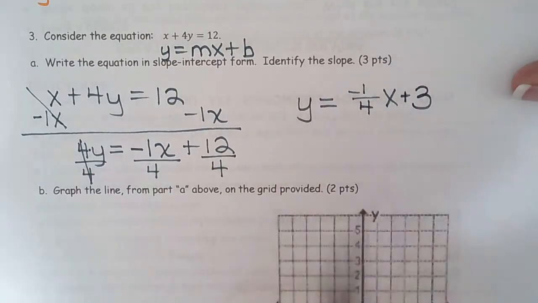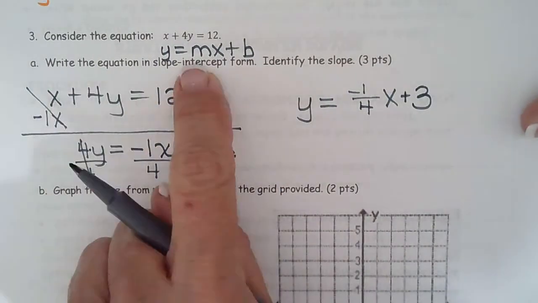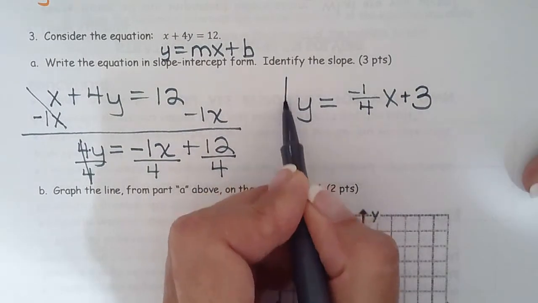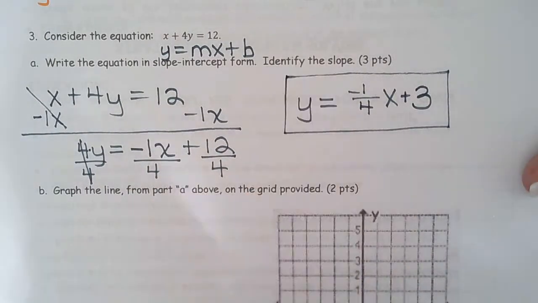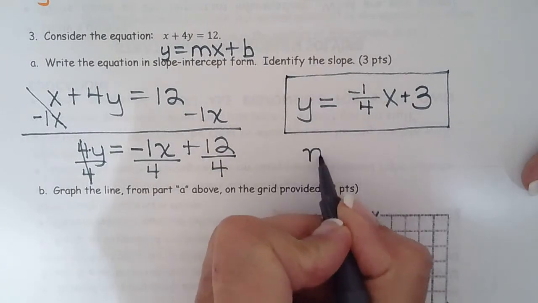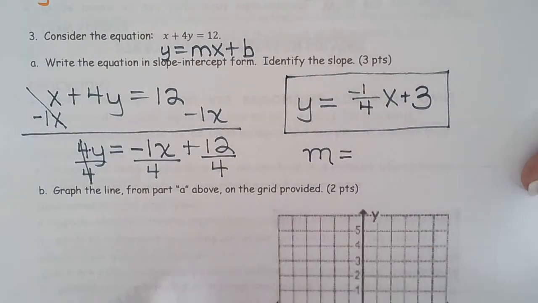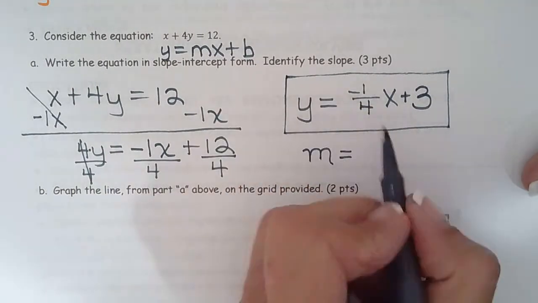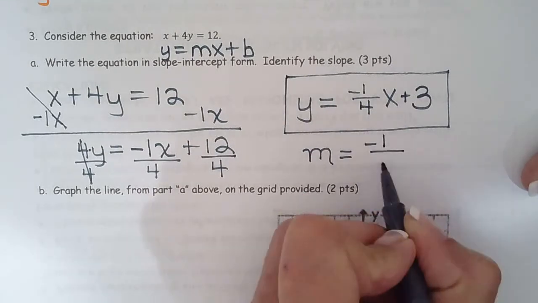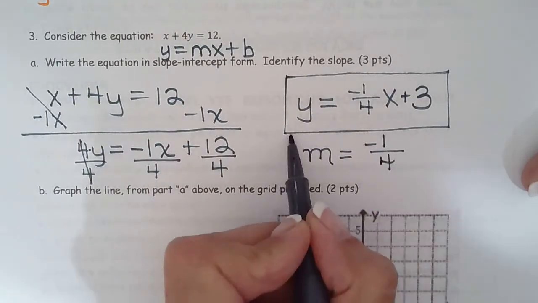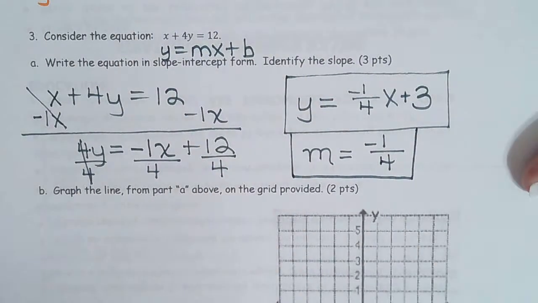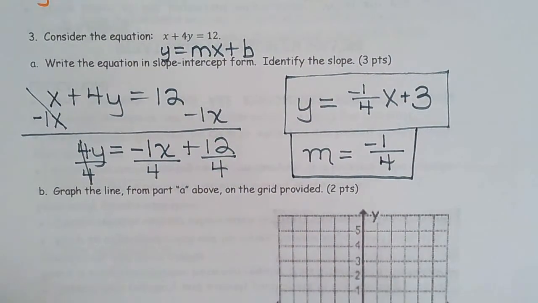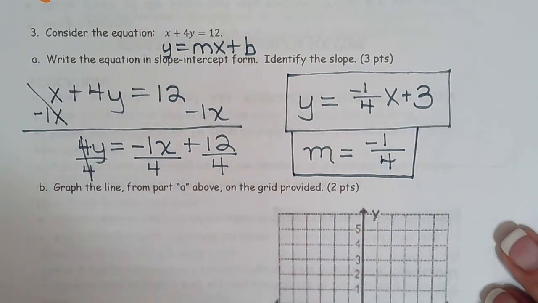And so that's the first question they say, write the equation in slope-intercept form. And the second thing they say is identify the slope. So slope is m, so we'll use that letter. So m is -1 over +4. There's my slope. So that one's not so bad, right?